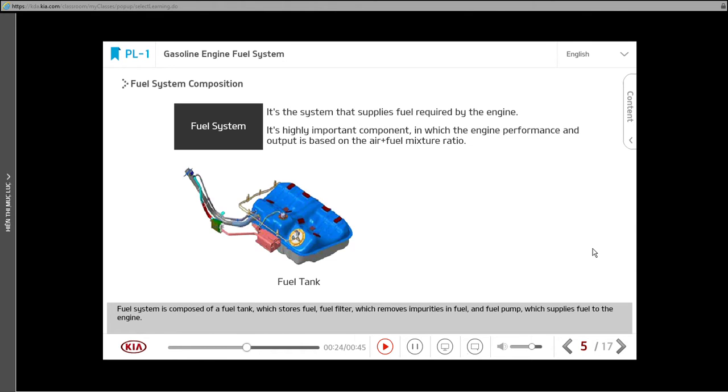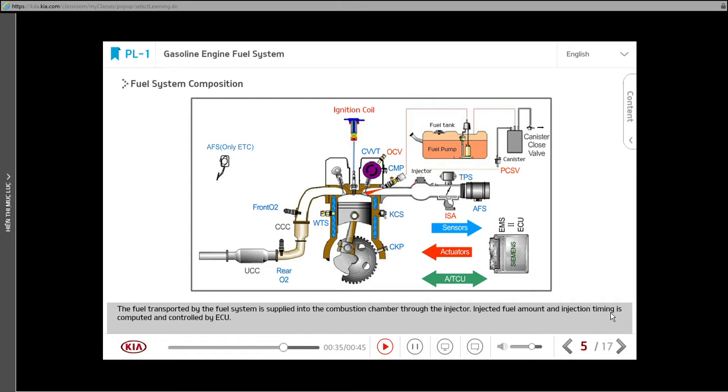Fuel system is composed of a fuel tank, which stores fuel, fuel filter, which removes impurities in fuel, and fuel pump, which supplies fuel to the engine. The fuel transported by the fuel system is supplied into the combustion chamber through the injector. Injected fuel amount and injection timing is computed and controlled by ECU.